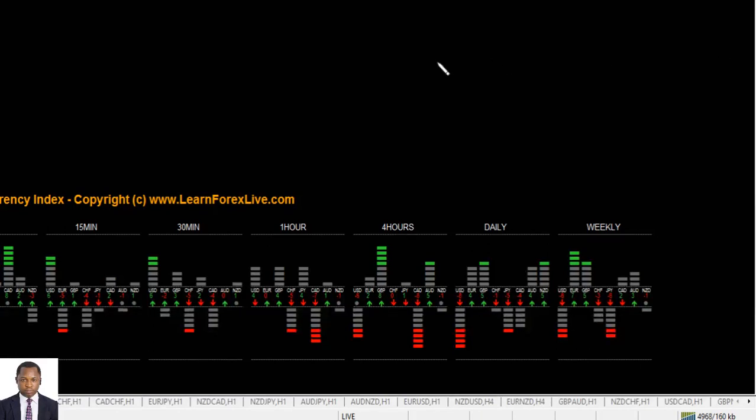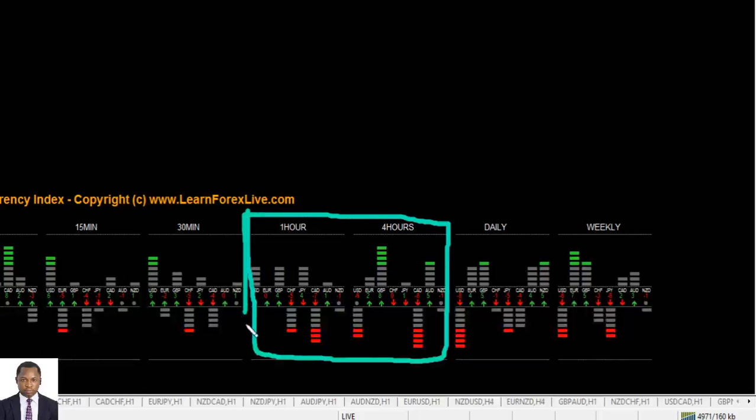All right, so in the medium term, let's just group the 1 hour and the 4 hours time frames as the medium term. I know that the 1 hour time frame tends to fall within the short term, but for now I am going to keep it in the medium term.